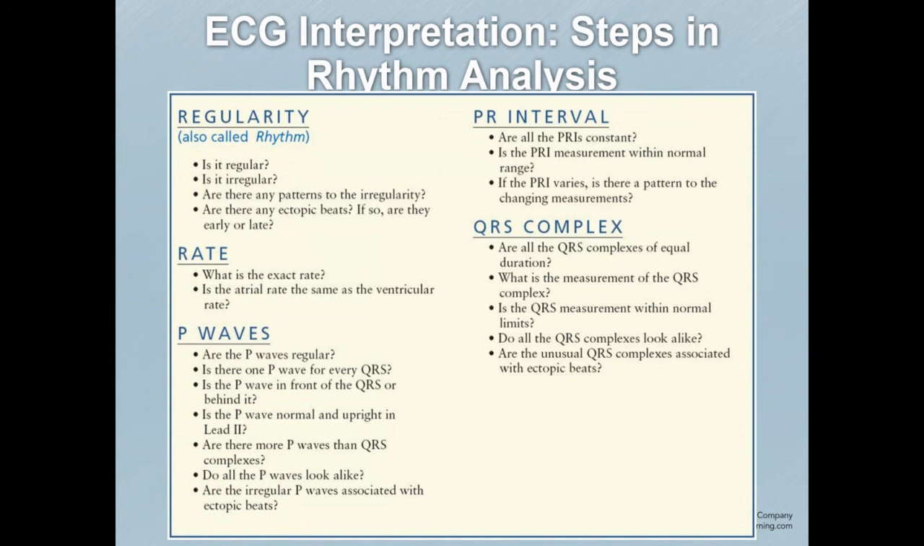I want to know, was there a P wave for every QRS complex? And if so, the relationship between the two. What was the distance of my PR interval? And does that distance change from complex to complex, or does it stay the same all the way through?